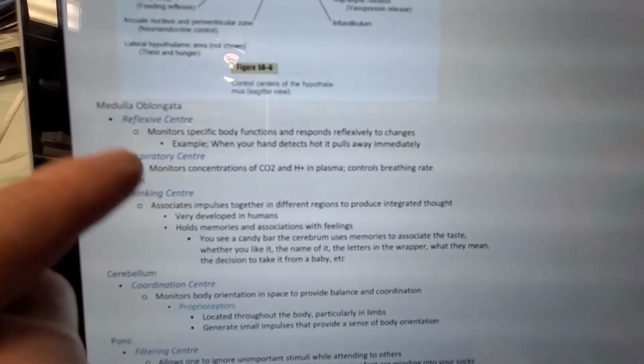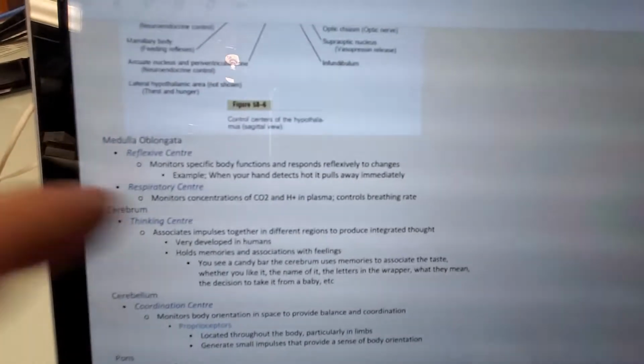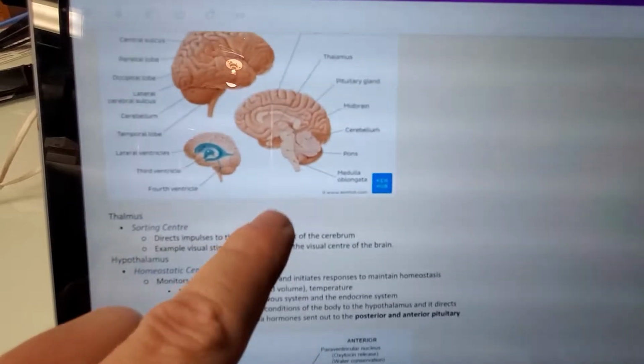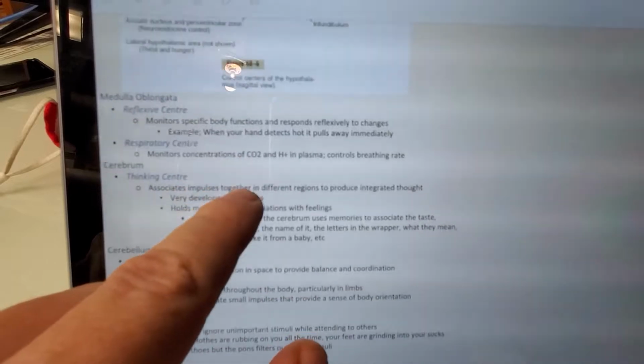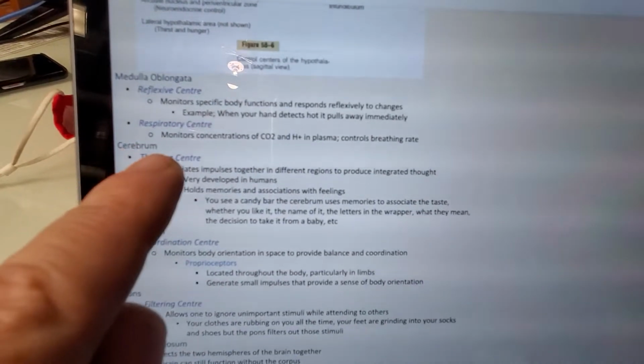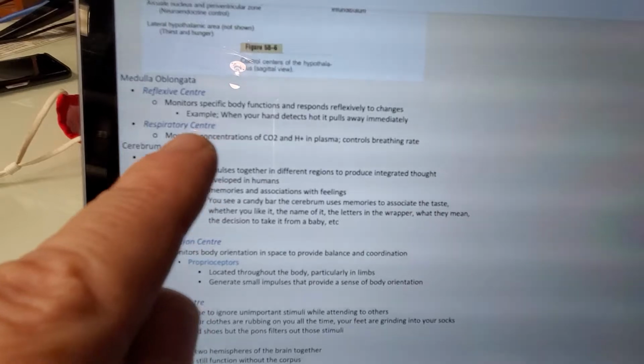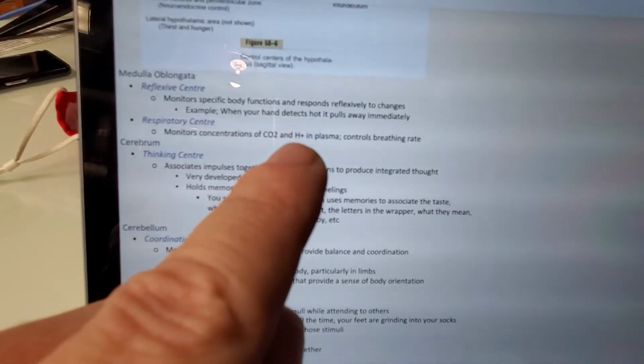Okay, medulla oblongata. So this is your real animal brain. It's at the top of your spinal cord. There it is. And it's before your brain, basically. And so it's doing a really important job. Number one, it's the respiratory center. So it's monitoring CO2 and H plus in the plasma. Remember we talked about it in respiration. So if CO2 concentration goes up, your medulla oblongata goes, I gotta breathe more because we're making too much CO2. CO2 is toxic. Let's breathe that CO2 out. Bring more O2 in. So that's your medulla oblongata.